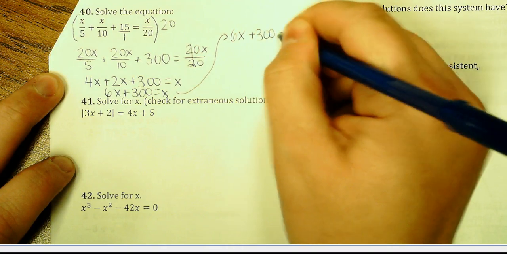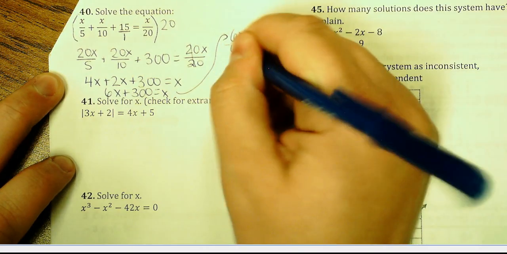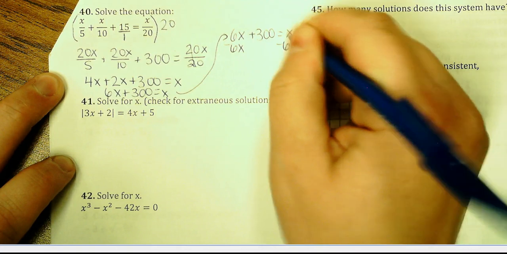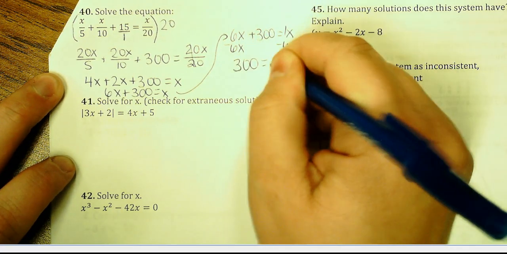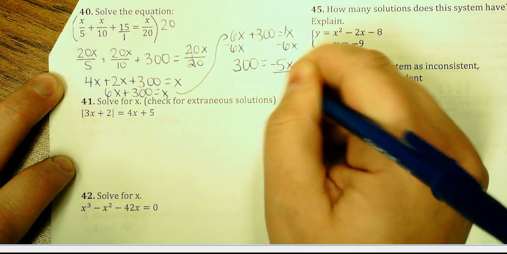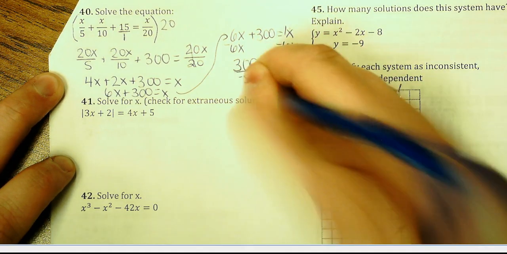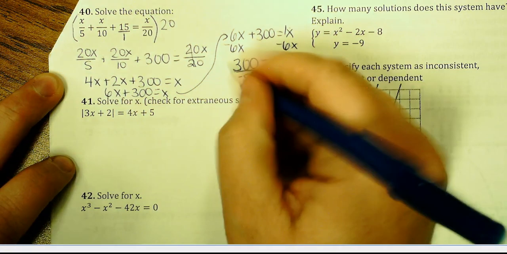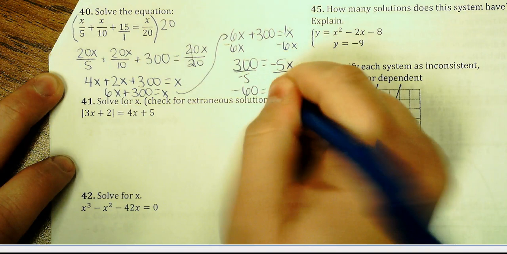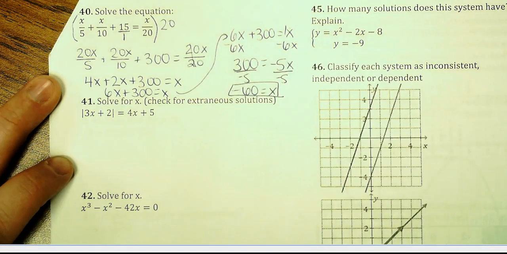So I would subtract 6x from both sides. We get 300. 1x minus 6x would be negative 5x. And then I'm going to divide by negative 5. And that would be my answer. So negative 60 is what x is equal to for this question. You can plug that back in to check.